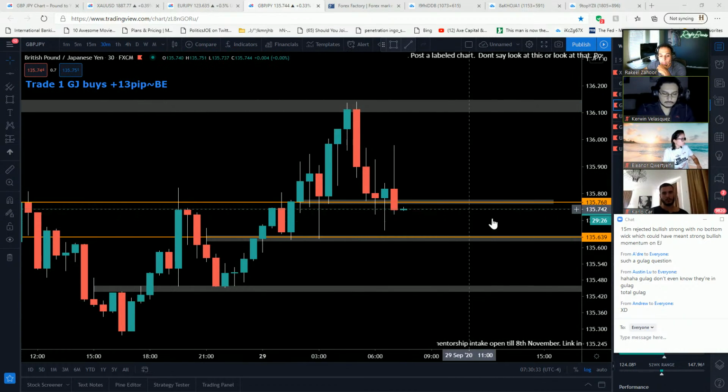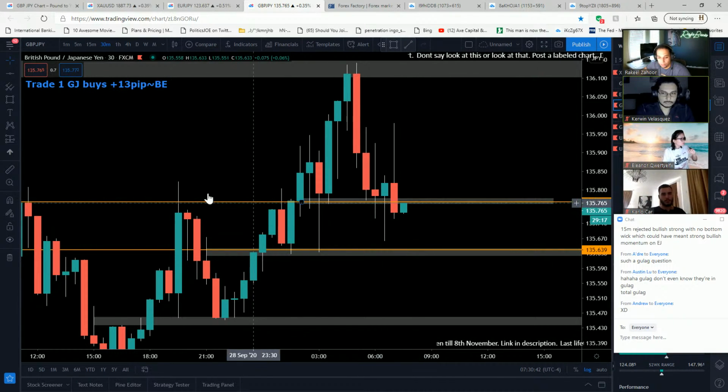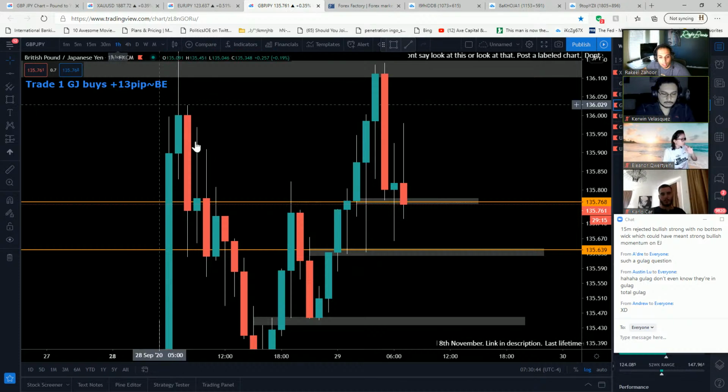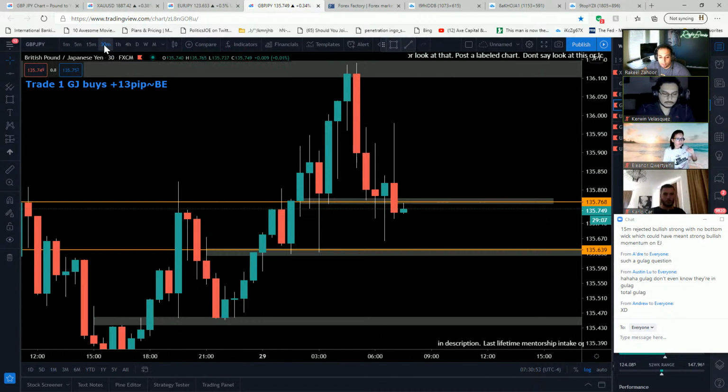So if you look at this 30-minute candle, it closed below the support. This means that the buys are invalid at this time because the candle closed below support. We look at the 1 hour candle. The 1 hour candle is also bearish. It hasn't closed yet. Looking at the 15-minute, also closing below this area over here. So yeah, buys are invalid at this point.